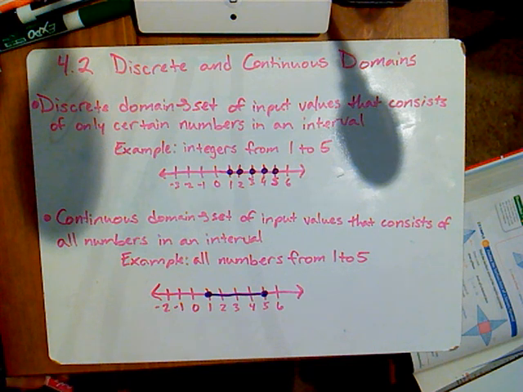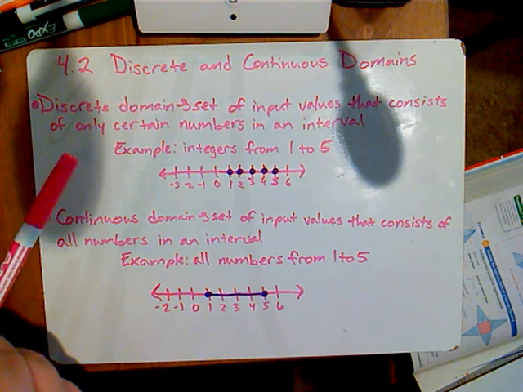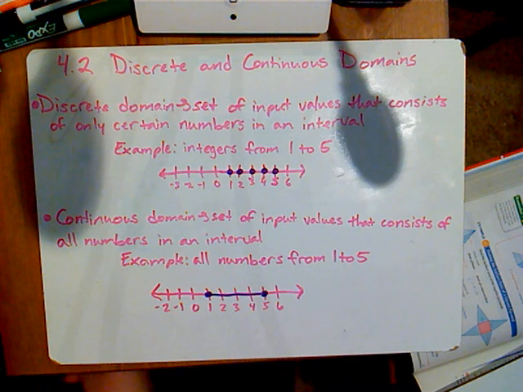All right, 8th grade. Today we are going to be talking about discrete and continuous domains. This is Chapter 4, Lesson 2, Discrete and Continuous Domains. Okay, so a discrete domain is a set of input values that consists of only certain numbers in an interval. So an example of that would be the integers from 1 to 5.